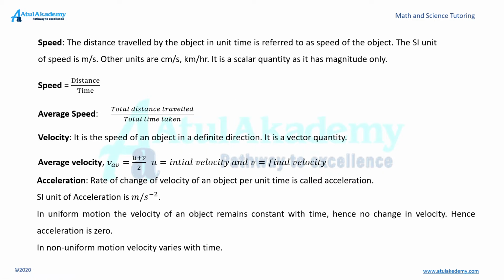Speed. The distance traveled by an object in unit time is referred to as the speed of the object. SI unit of speed is meter per second. There are other units also like centimeter per second, kilometer per hour, centimeter per minute, meter per minute. It's again a scalar quantity as it has only magnitude. Speed is given by distance upon time.